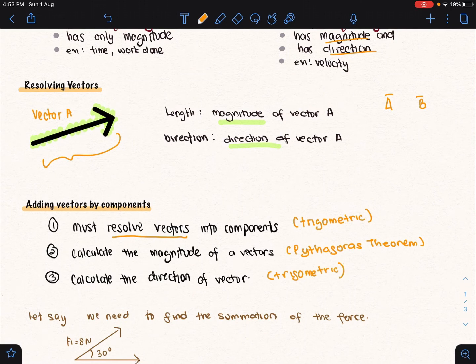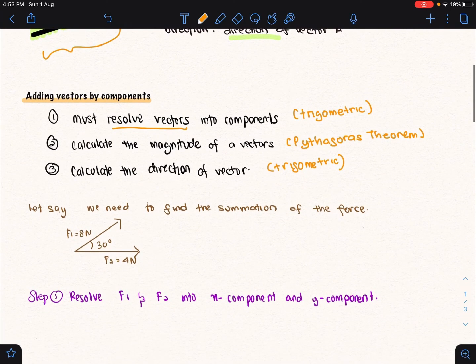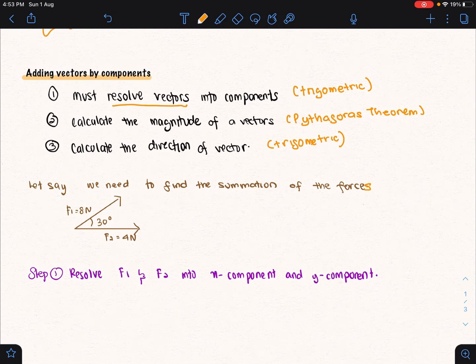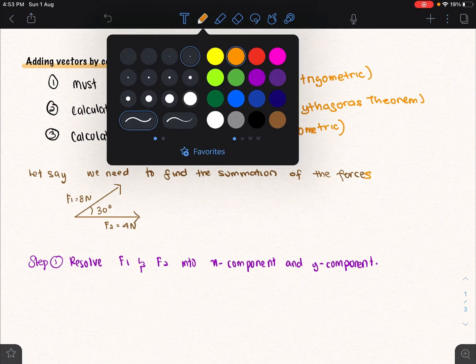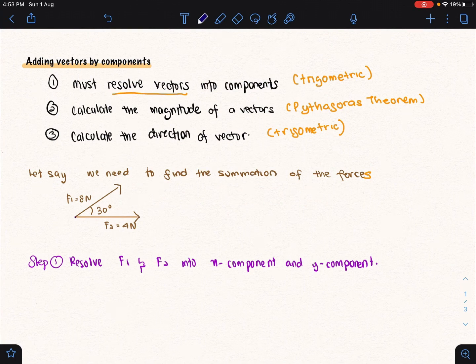Alright, how do we do this? Okay, let's say we need to find the summation of the forces, given that F1 is 8 Newton at a certain angle above the x-axis, and then F2 is 4 Newton. So if you look carefully, your origin is right here, at the end of your axis, at the end of your arrow. So this is your X and Y axis. Your first vector is at this position, 30 degrees above the X axis, not between X, not between Y.